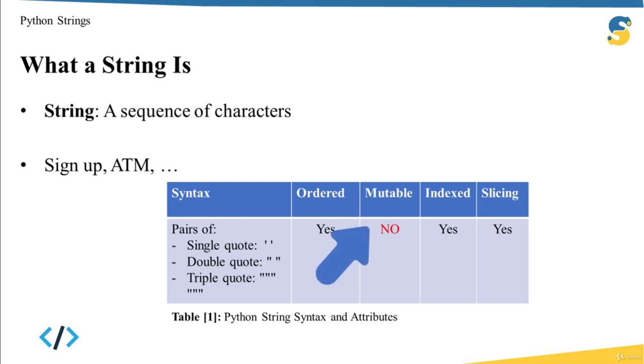String is not mutable. Once you create it, you cannot update it. And this is a very important idea to keep in mind. String is an indexed collection, so I can use integer indexes, whether they are positive or negative, to access each element inside the string. And the last idea, you have to know that string supports slicing, so you can use slicing to extract a substring from your string. Now let's move to PyCharm IDE to see some code examples about strings.